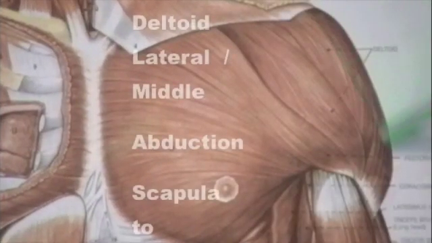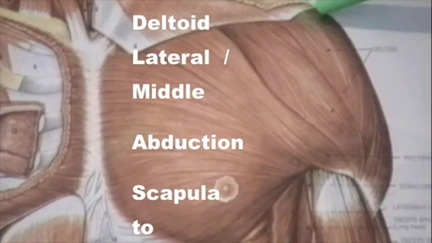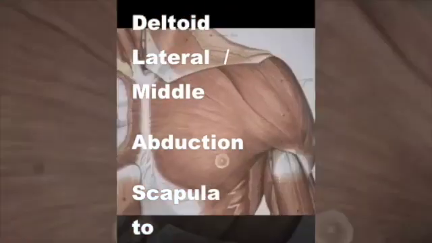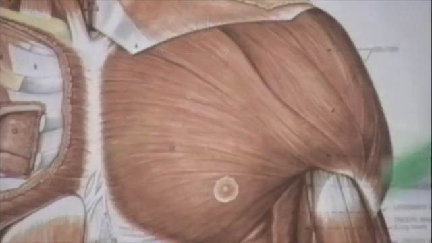The middle or the lateral deltoid comes from the acromion process and then goes on to the deltoid tuberosity. The lateral, the middle deltoid: abduction.